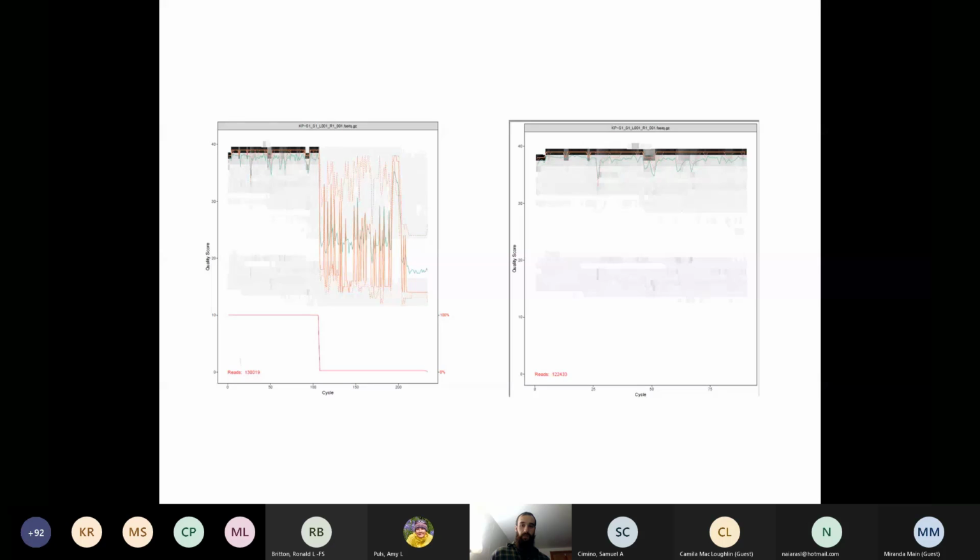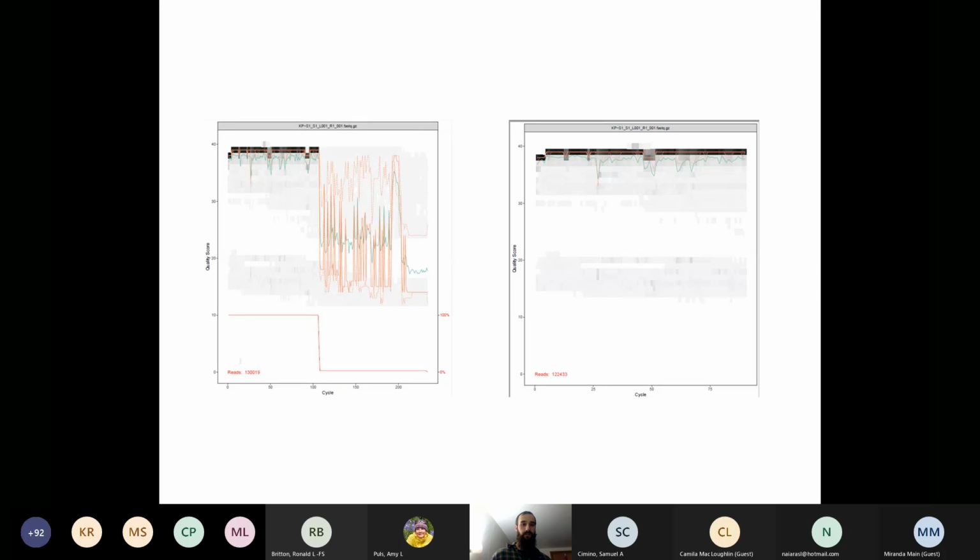So for example, let's look at the forward read from that KPS1 library that I showed you before. The axis legends here are a little bit small, so I'm going to describe the one on the left for you. On the x-axis, we have cycle number, so this is base pairs from left to right. On the y-axis, we have quality score ranging from 0 at the bottom to 40 at the top.